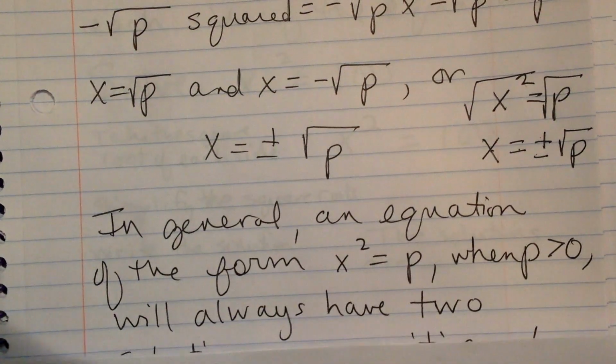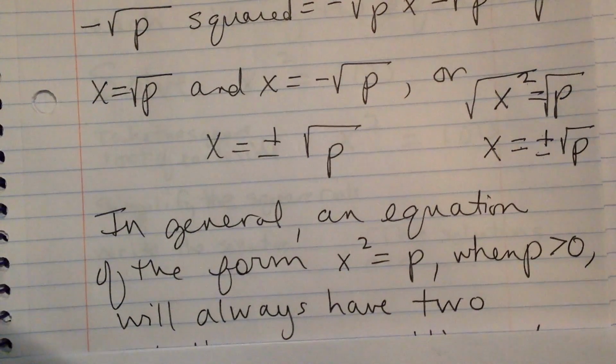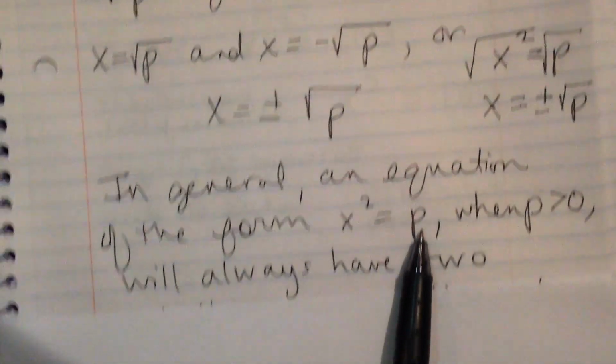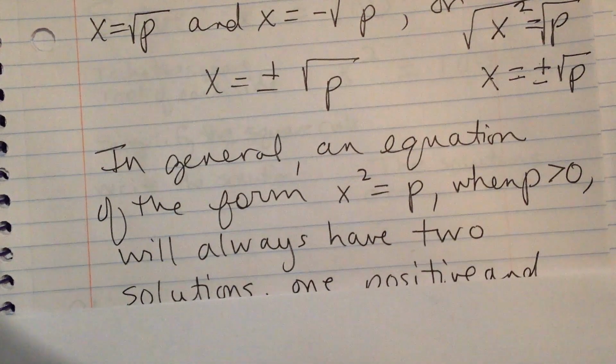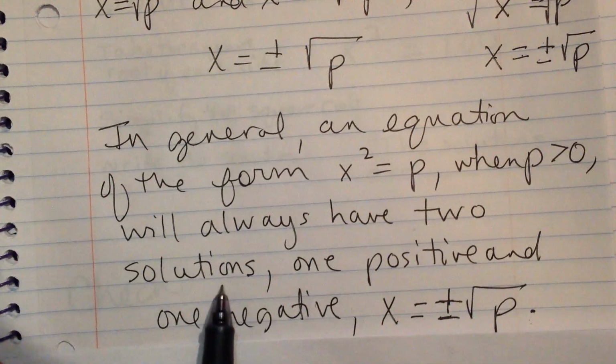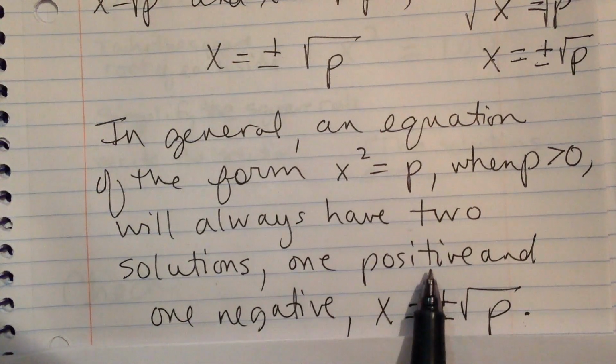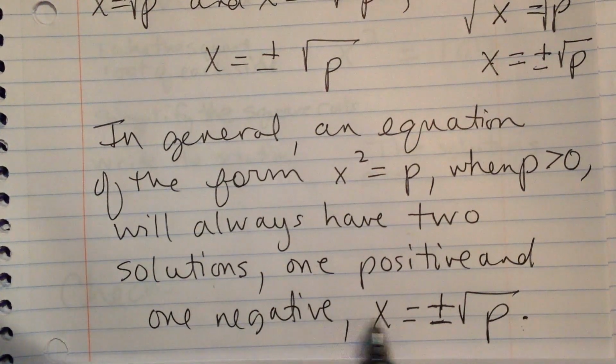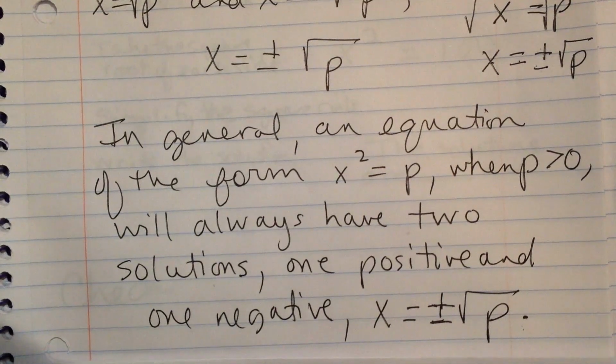So, in general, an equation of the form x squared equals p, when p is greater than 0, will always have 2 solutions, one positive and one negative. x is equal to plus or minus the square root of p.